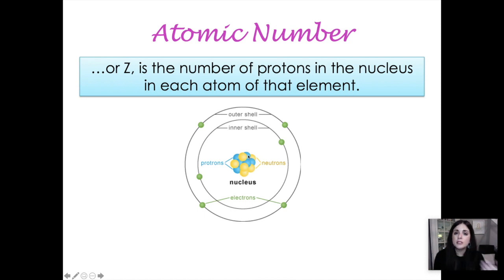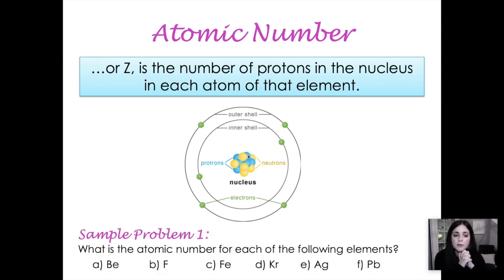So what element would this be? What element has an atomic number of 6? Hopefully, if you look at a periodic table, you could say that that would be a carbon atom. There are also some neutrons in there, which we're going to get into in a second. But what I want you to do now is try sample problem 1. Tell me, what's the atomic number for each of these elements? Pause this video, take a minute or 2, and answer those questions.